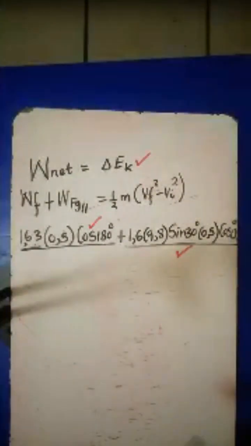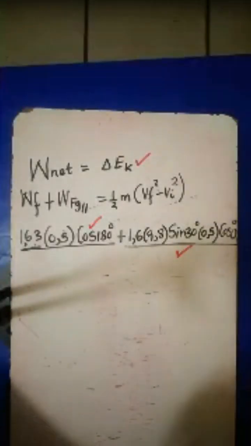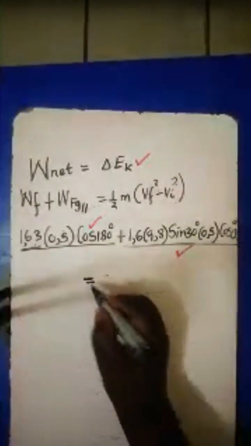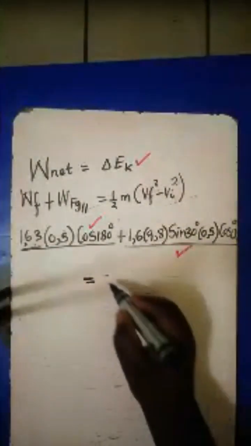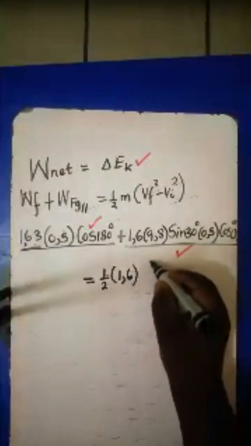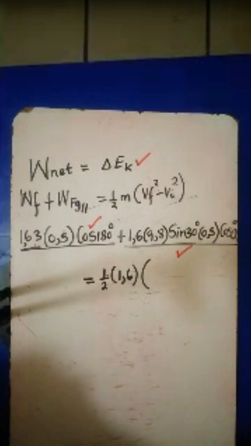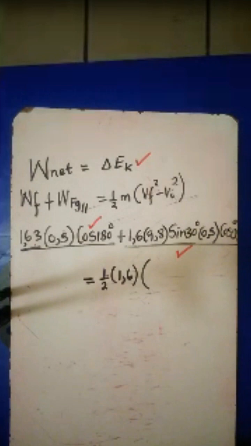This is equal to, my board is finished, so I'm continuing on the equal sign side. This is equal to 1 over 2. I have the mass 1.6. Which velocity am I looking for according to the question? Am I looking for final velocity or initial velocity? The question says, can you calculate the velocity at point B? Is it the final velocity or the initial velocity, colleagues? It's the final velocity. Thank you.